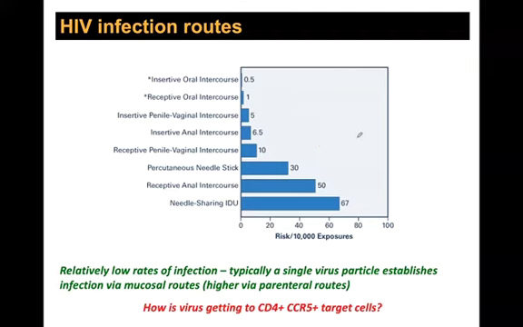The one issue is that during needle sharing, not only are you getting a higher rate of transmission, but you're transmitting more than a single virus. And so it could be CCR5 tropic or it can be CXCR4 tropic. So you are already set up for failure, and those patients typically progress much faster because they're getting a much more diverse viral infection with a higher viral load. So the question is, in all of these, how is the virus getting to CD4 positive, CCR5 positive target cells so it can infect them?